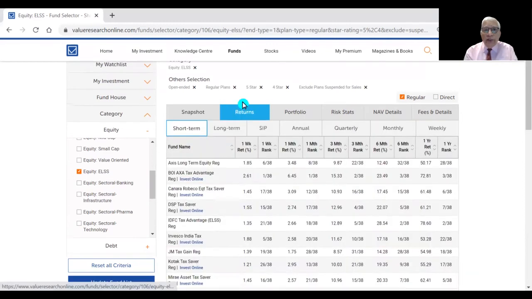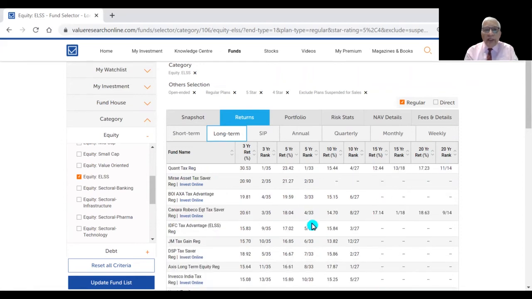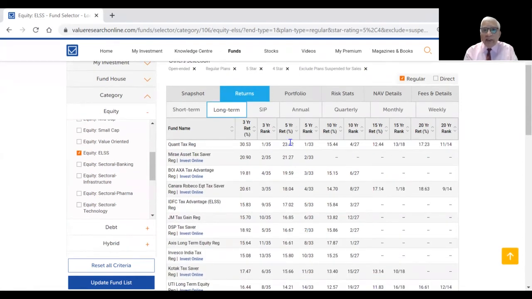If you go to returns and if you press on long term, okay, Canara Robeco is over here. What is the return per annum? The return per annum over a 5-year period is 18.04%. If you organize them in the decreasing order of returns, the top ELSS fund has given 5-year returns on the basis of 23.42%. Imagine the growth.